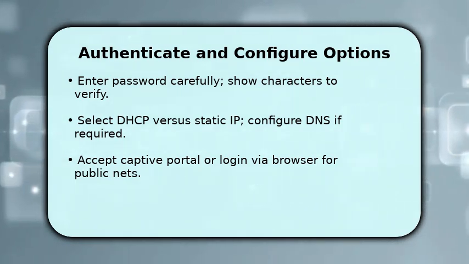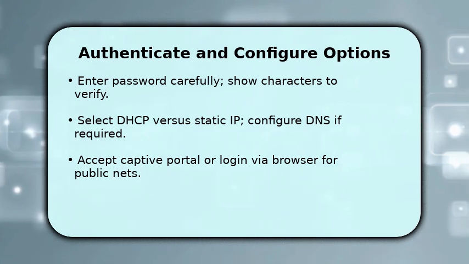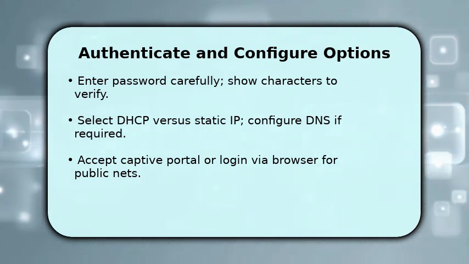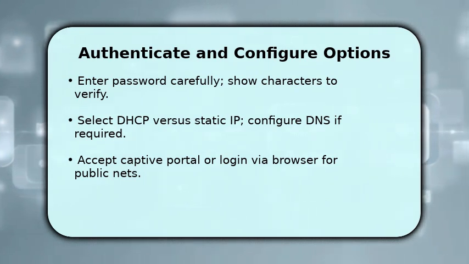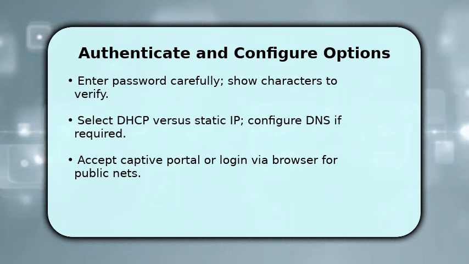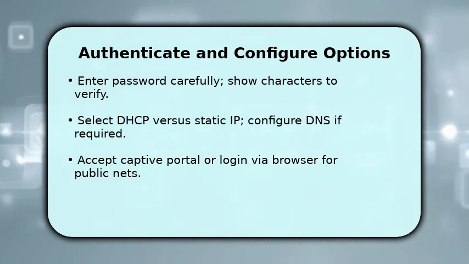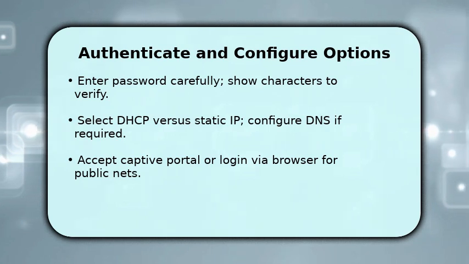Next, check IP settings. Leave DHCP for most users, but choose static if your network requires a specific IP, and enter gateway, mask, and DNS manually. If a captive portal appears, open a browser to complete registration. Make sure you accept terms.